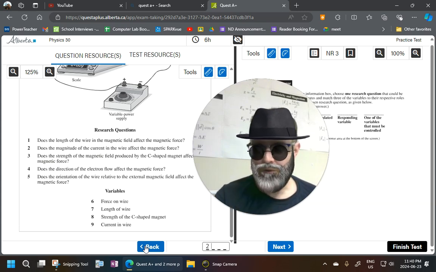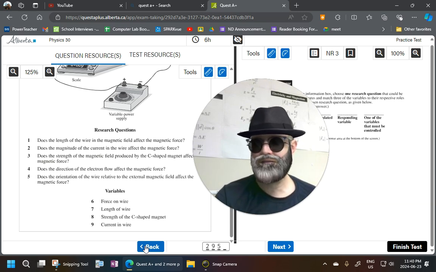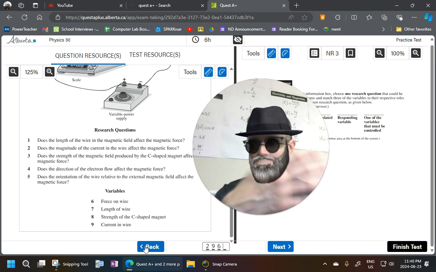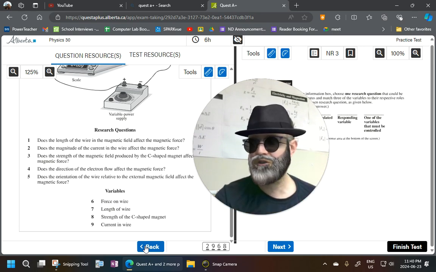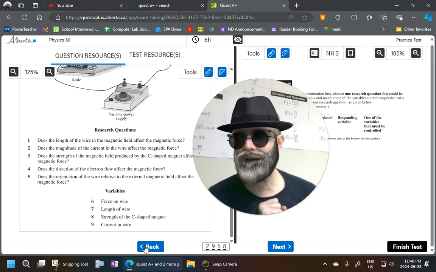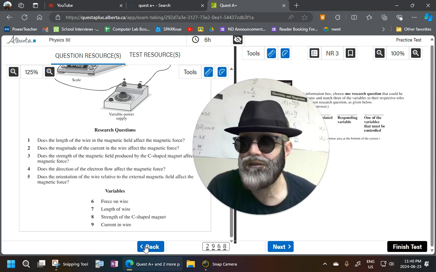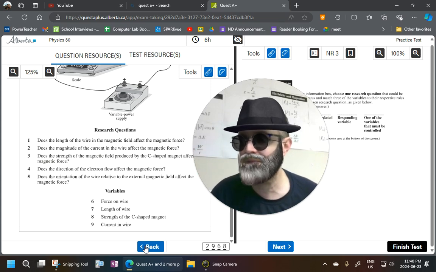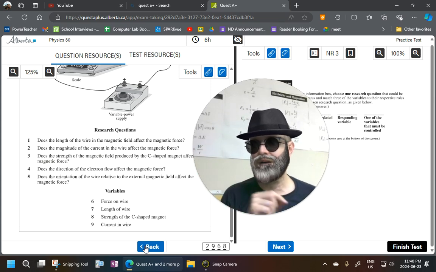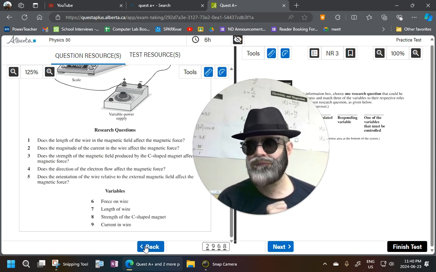So I picked 2, right? And then 9 and 6. And maybe keep the strength of that the same, or the length of the wire the same. Does the strength of the C-shaped magnet affect the force? It's just all the same. Pick one of them. And then make sure you line up the manipulated variable, which is what you change, or it responds, and then what's left over is just what's left over. You have an option of 2 of them.